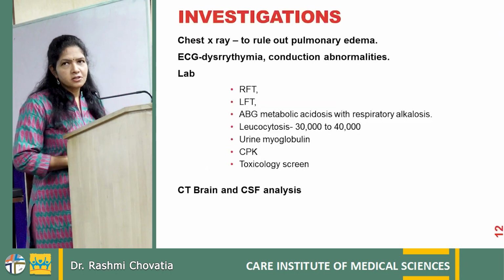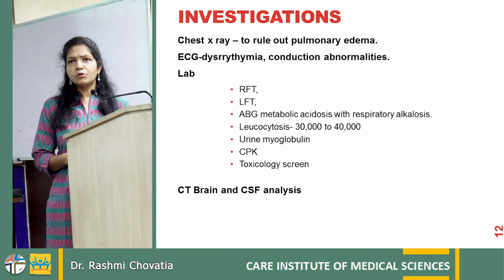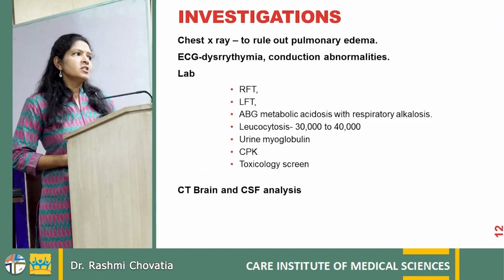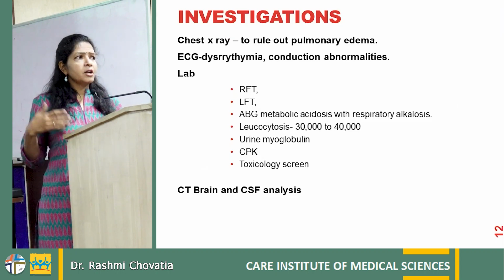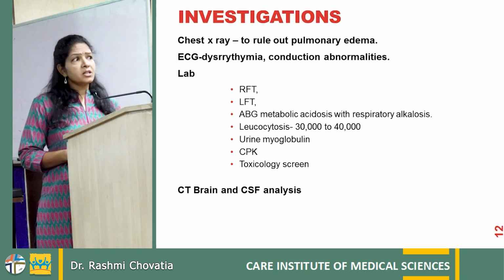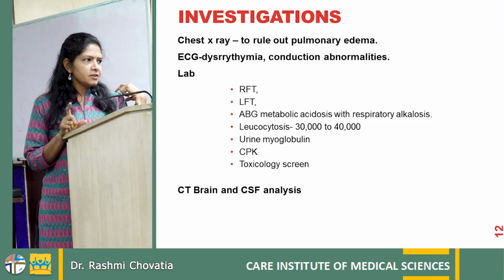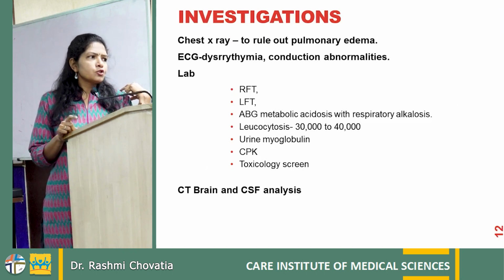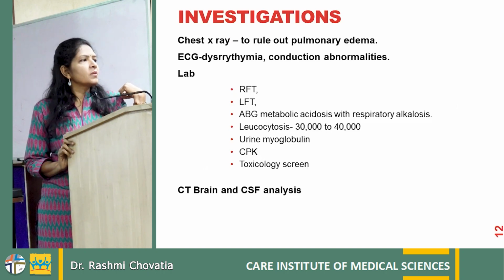What are the investigations? The diagnosis is mainly clinical, but the investigations are to find out the involvement of other organs. Chest X-ray to look for pulmonary edema. ECG to find out dysrhythmia, conduction abnormality, myocardial infarction, myocardial ischemia. The laboratory tests are renal function test and liver function test. ABG will show metabolic acidosis with respiratory alkalosis.